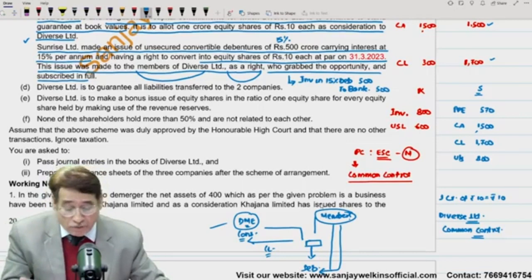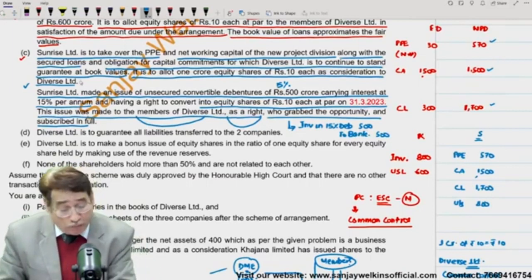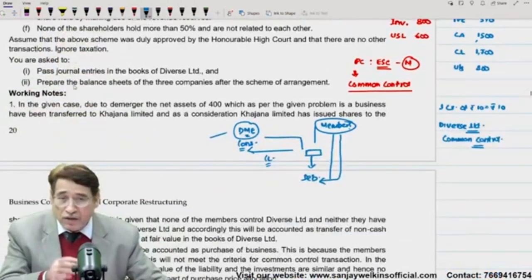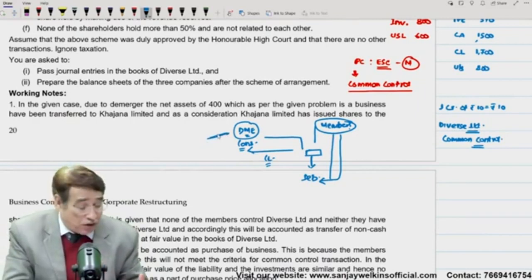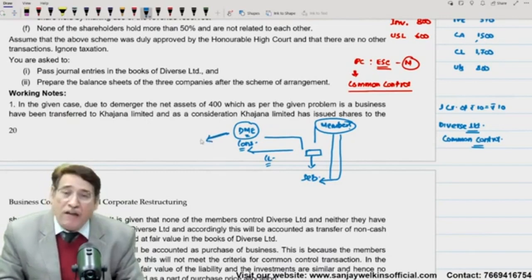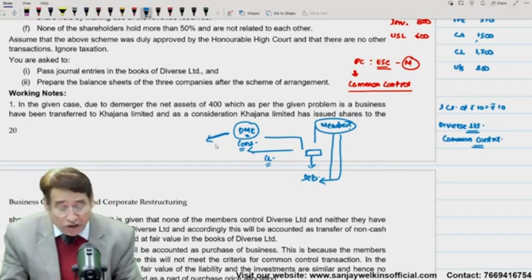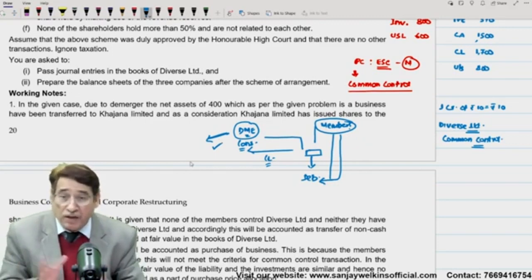Because as we just went through the paragraph earlier, or in the preceding paragraph, it was written that consideration was being given to the Diverse Limited. Sunrise Limited is giving the consideration to the Diverse Limited. So Diverse Limited is actually holding the shares of this particular entity, Sunrise Limited. Actually, Diverse Limited is having the right to subscribe these debentures. So that is why the entry with respect to what we call debentures will be done in the books of demerged entity, because they have the right to subscribe these debentures. Is it clear to you or not?